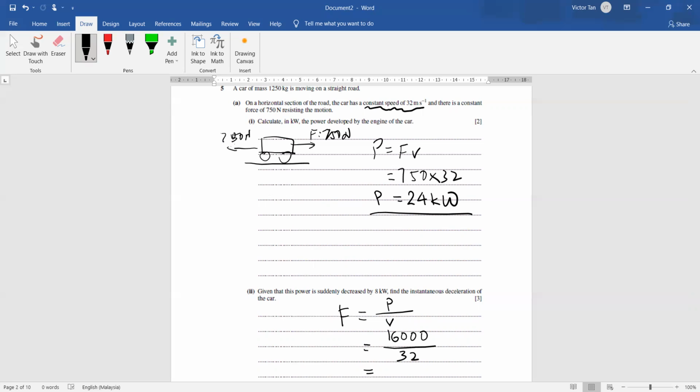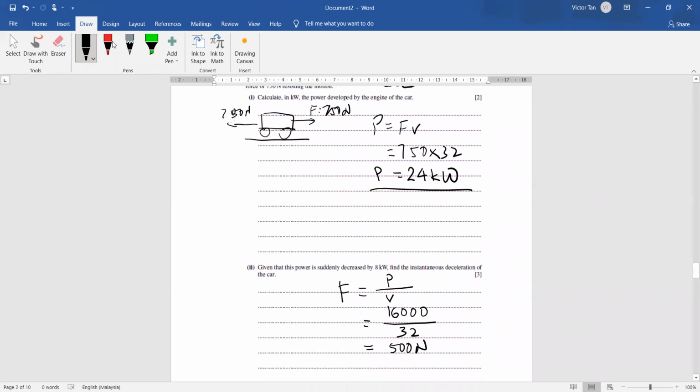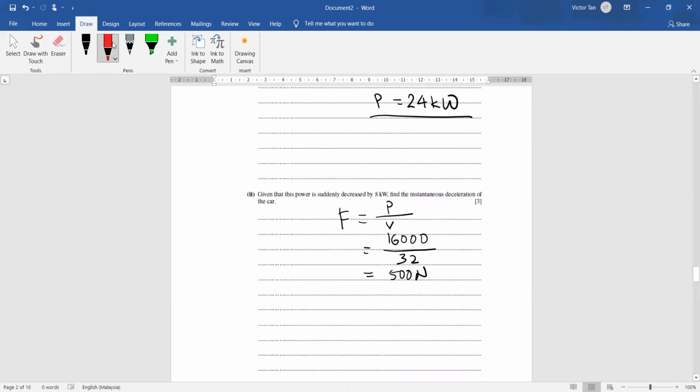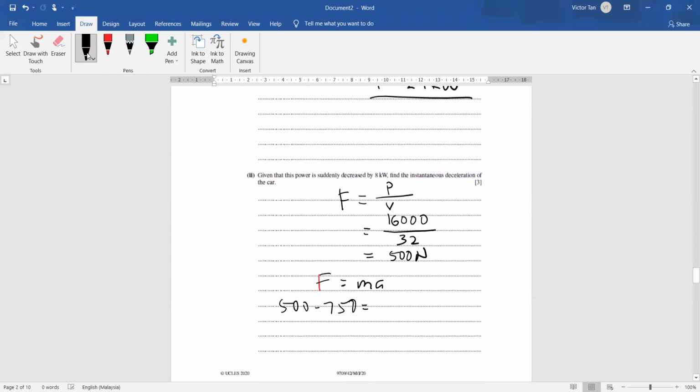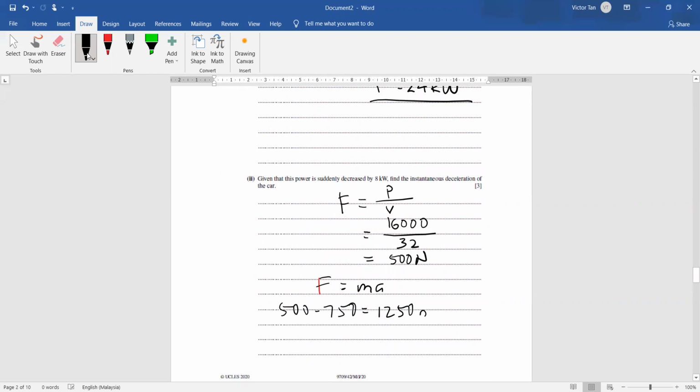Just to make sure, it's 500 newtons. Instead of 750 newtons, it's now 500 newtons. So again, it's a question on forces. Resultant force equals MA, so it'll be 500 minus 750 equals 1250 times A. A equals negative 0.2 meters per second square. Okay.